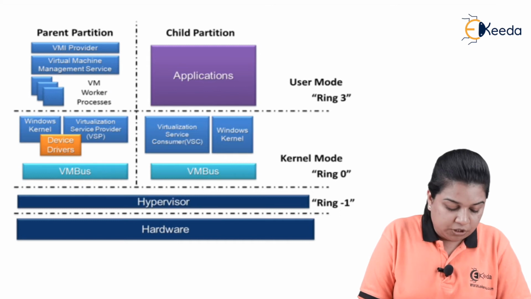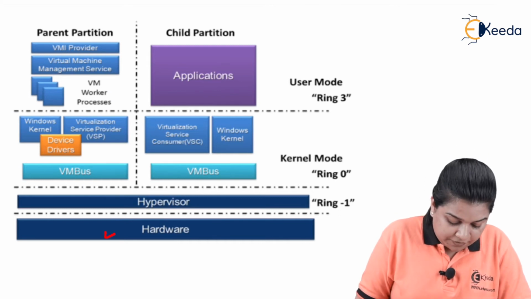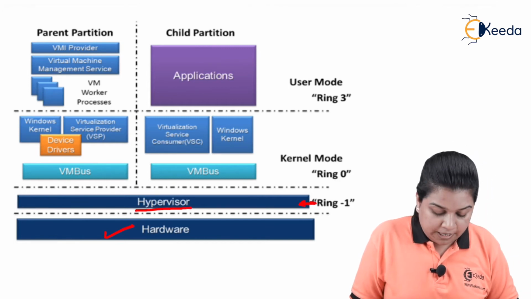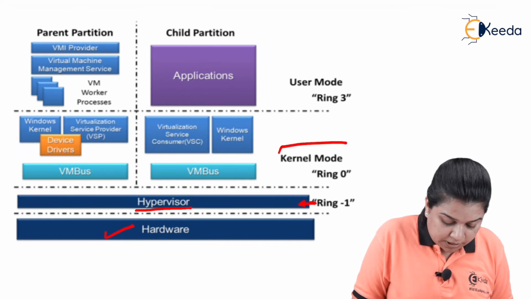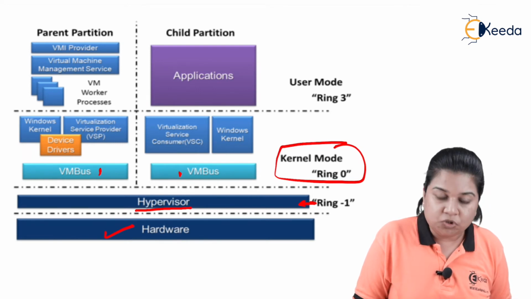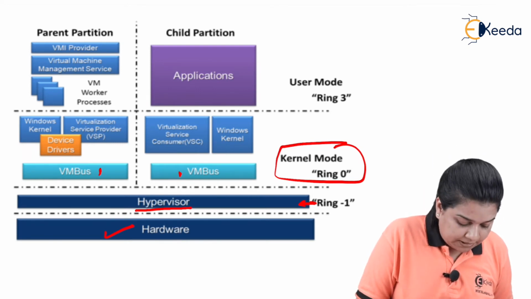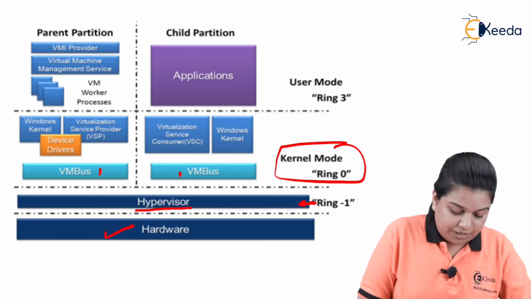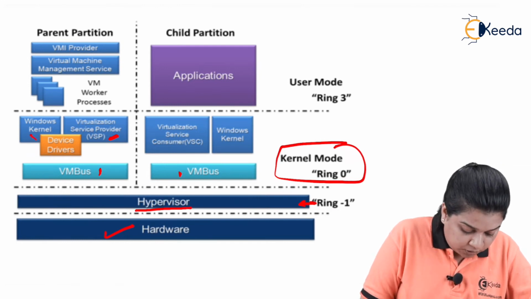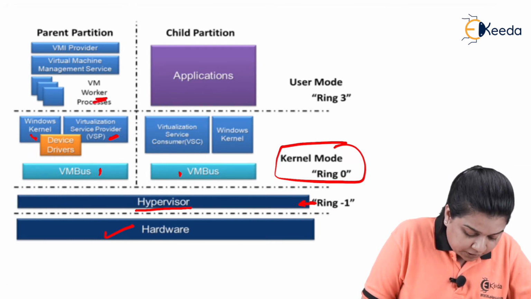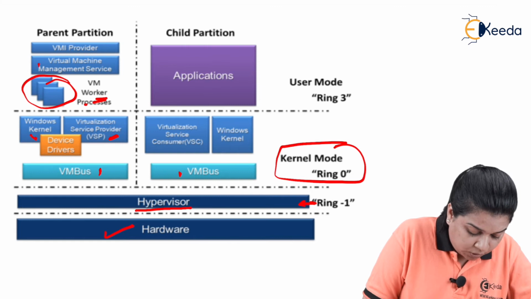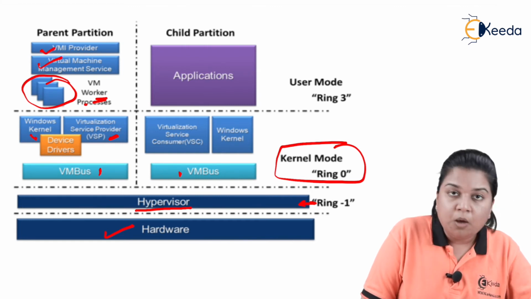See, this is the child partition and parent partition of Hyper-V. We have this hardware, then this is the hypervisor. It is in ring 1. Then going to ring 0, which is kernel mode, it has this VM bus here in the parent partition as well as in the child partition. Then this VM bus is connected to device drivers. These device drivers have virtualization service providers, VSPs, and then the Windows kernel. Again, there is the VM worker process here, and then it goes to the virtual machine management service and then the WMI provider.